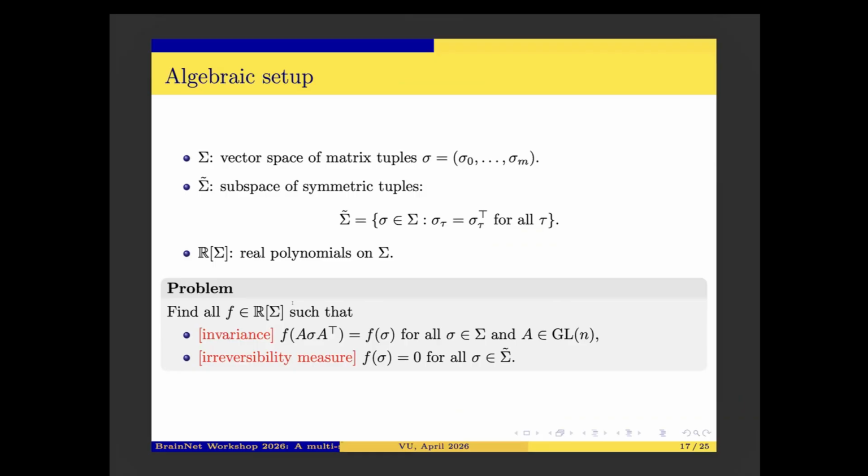Algebraically, this is a ring. It's called a polynomial ring. So more formally, what we want is all polynomials in the entries of these sigma that have this invariance property, and that vanish on the subspace of symmetric tuples. That's what we want.